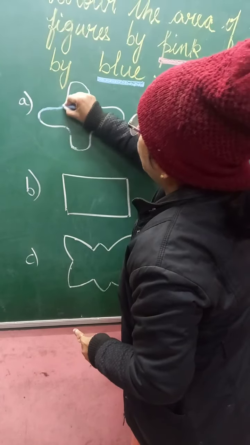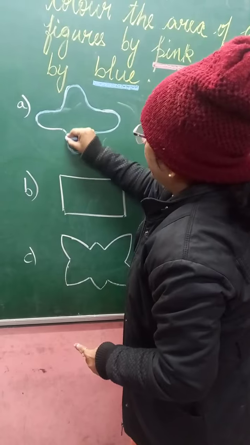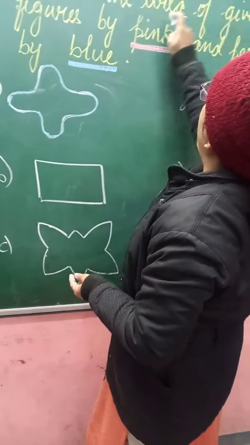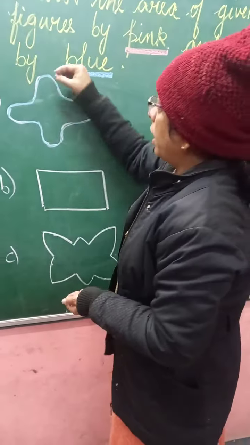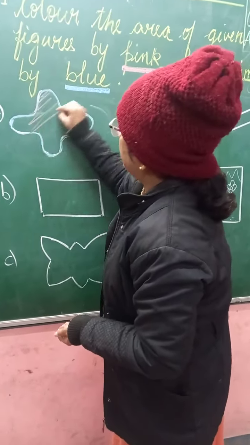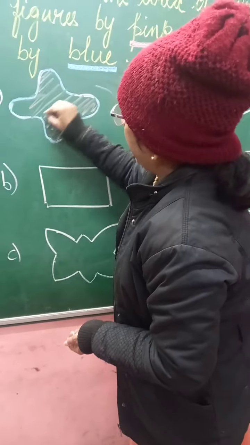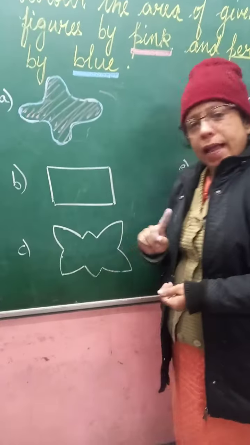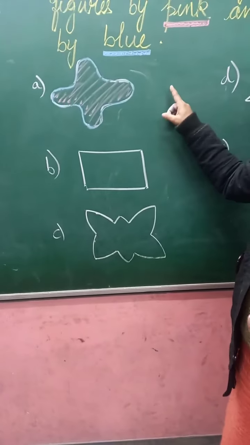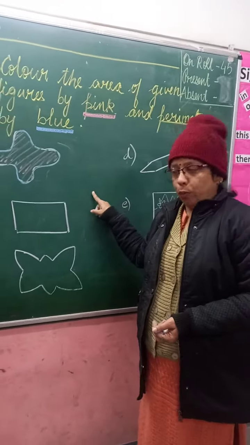Run a blue color like this. And the area by pink color. So this is a pink color. Now I can shade its area. I can show its area by shading it with pink color. Okay. In the same way, very neatly you will do this question in your classwork notebook.